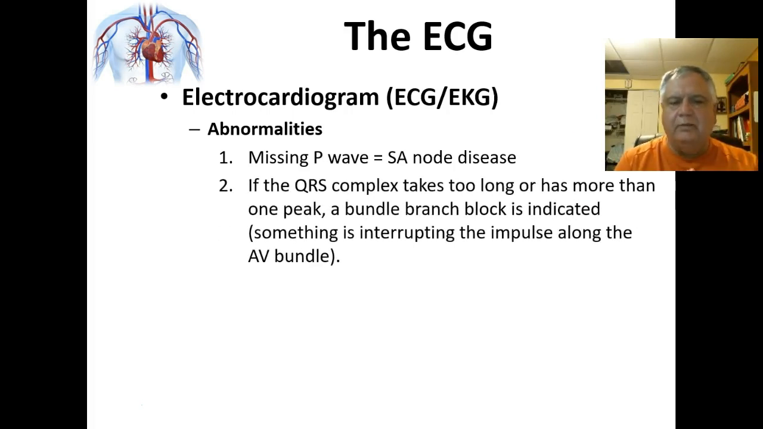Number 2, another abnormality we can see is if the QRS complex takes too long or has more than one peak. That indicates a bundle branch block. Something is interrupting or impeding the transmission of the signal or the impulse along the AV bundle down to the apex of the heart. Because it's taking longer, there's going to be a delay in the actual contraction of the ventricles.